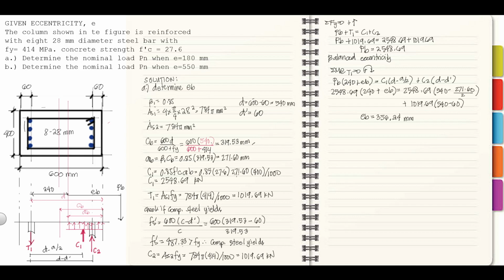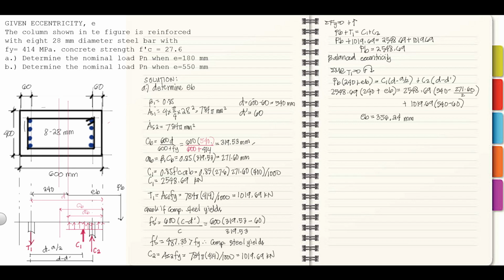A, okay, that is equal to the A balance. That is 271.60 times B. So, our width, okay, na i-consider natin will be the 400. Okay, so times 400, divide natin na 1,000. So, we will have a C1 equal to 2548.69 kilonewton. That is our C1.